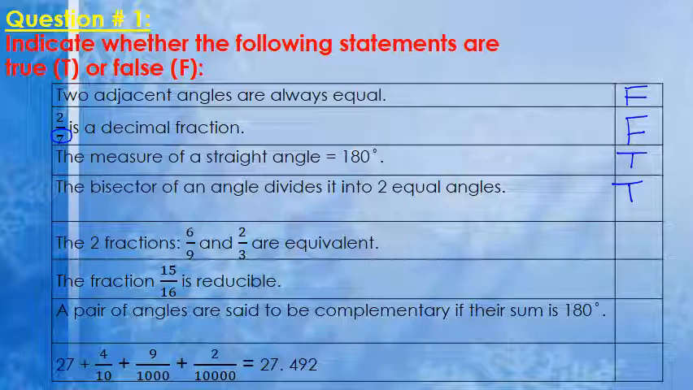The two fractions 6/9 and 2/3 are equivalent. We can see that 6 to become 2 we divided by 3, and 9 to become 3 we divided by 3, so we divide up and down by the same number, so these two fractions are equivalent fractions. This is true. The fraction 15/16 is reducible. No, this is false. This fraction is irreducible because 15 and 16 are relatively prime, or they are successive numbers. Any fraction having a denominator and a numerator as successive numbers will be irreducible and not reducible.